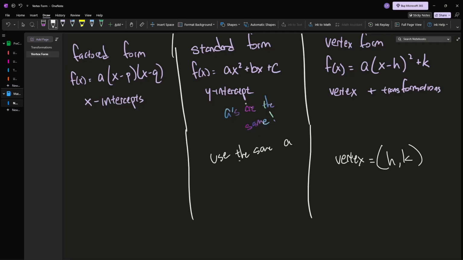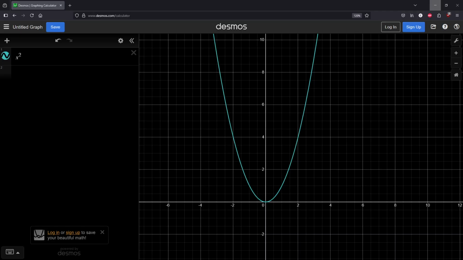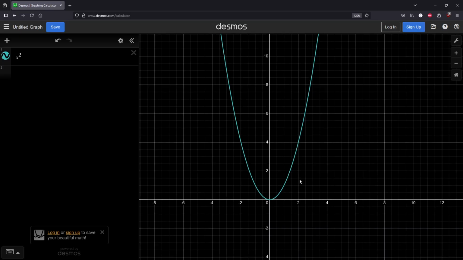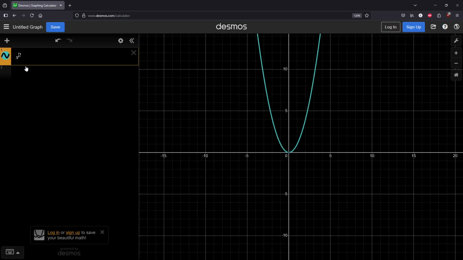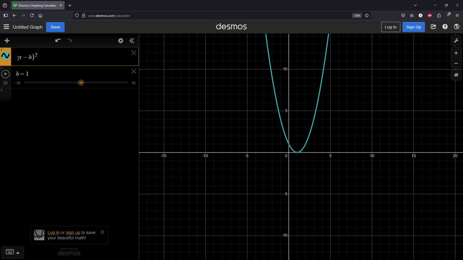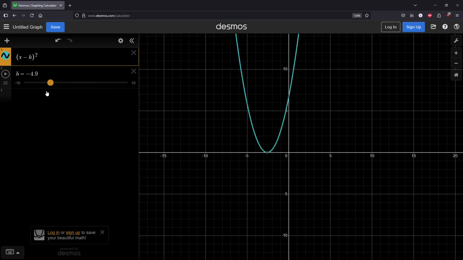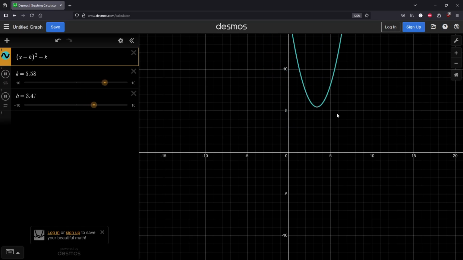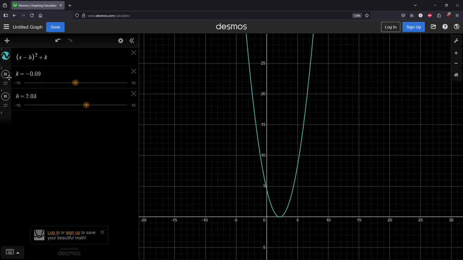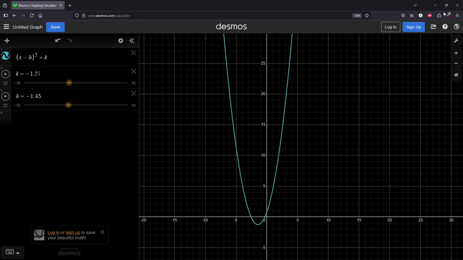For factored form, we see that we already have two points. And the thing with x squared, the quadratic, is that it is symmetrical. No matter how far up I go, it'll always be symmetrical. And even if I move it around with minus h, it'll always be symmetrical. Plus k, it'll always be symmetrical. So therefore, since it is symmetrical and I have two points, the vertex must be at my midpoint.